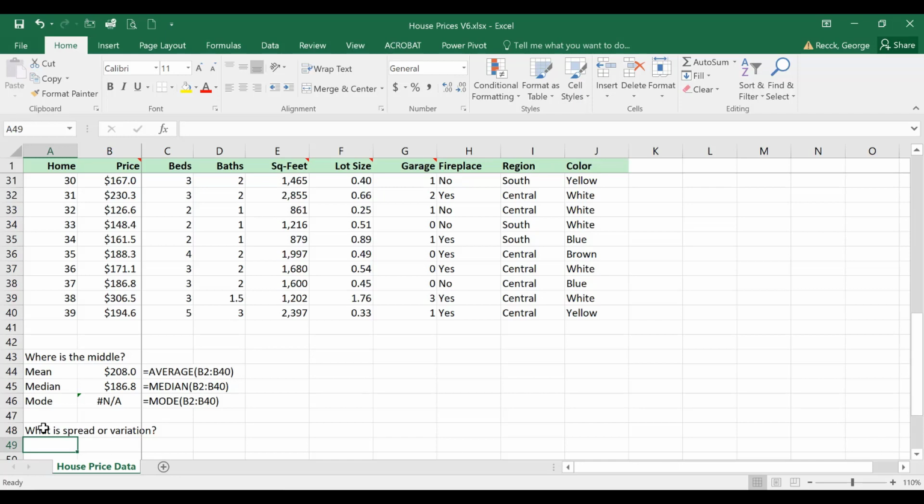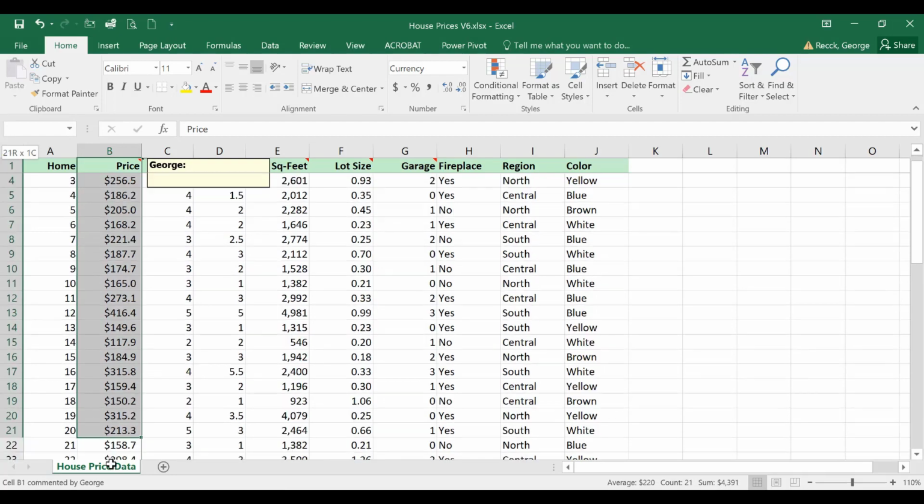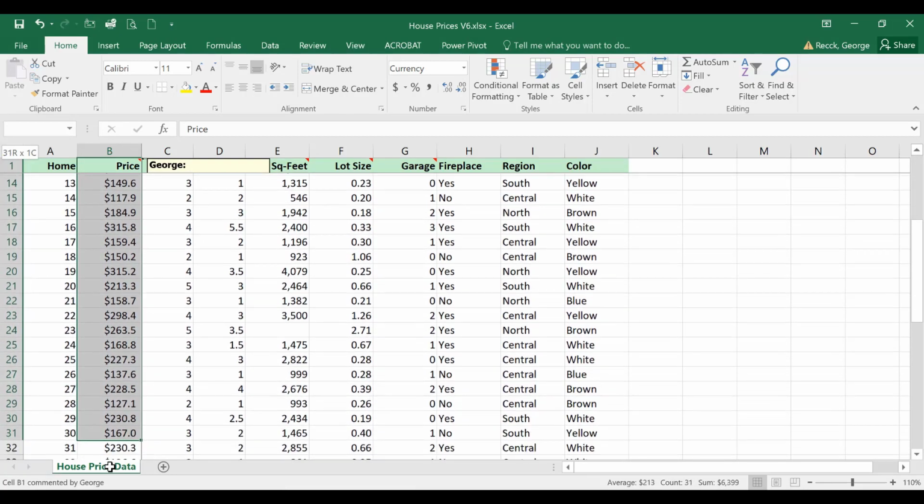And we'll go through several measures, starting with the most simple measure, which is the range. The range is a very simple calculation. It takes the maximum value and subtracts the minimum value. But this time, I'm going to do something a little bit different. I'm going to highlight the column of data for price.